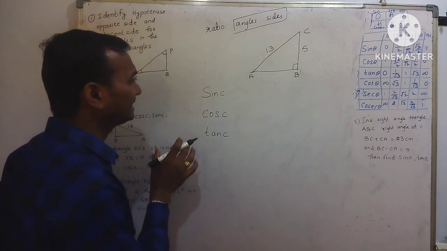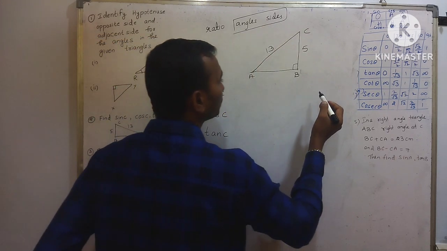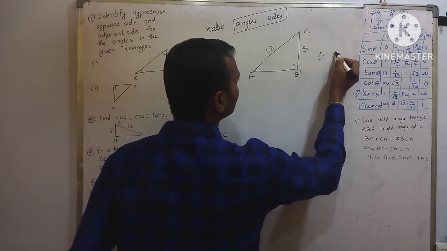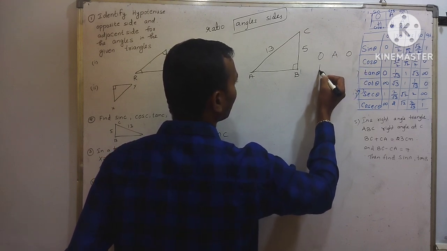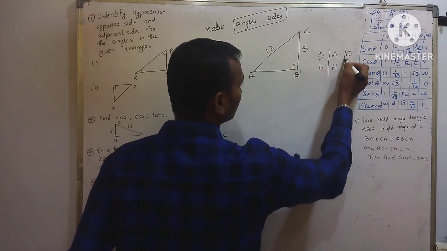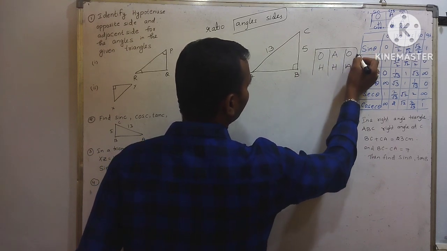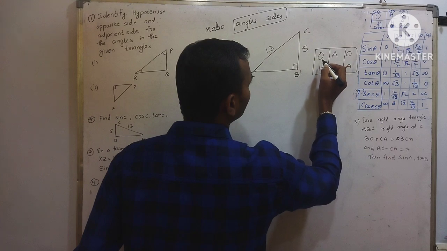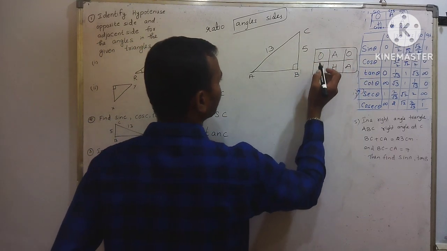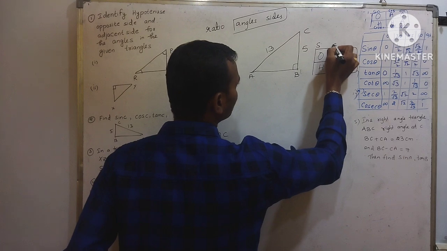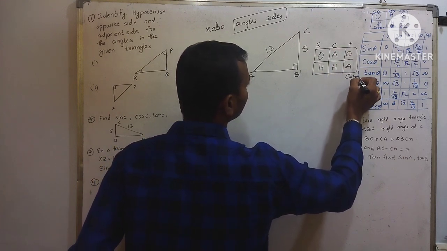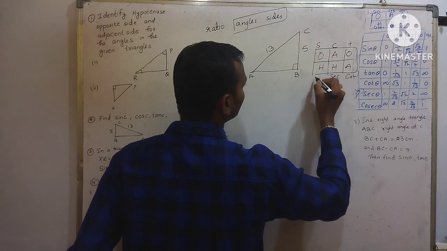So now sin C. I told you one method to remember. First you write OAO, HHA to remember the 6 trigonometric ratios in an easy way. So OAO, HHA. O by H is nothing but sin. This is cos, this is tan, this is cot, this is secant, this is cosecant.